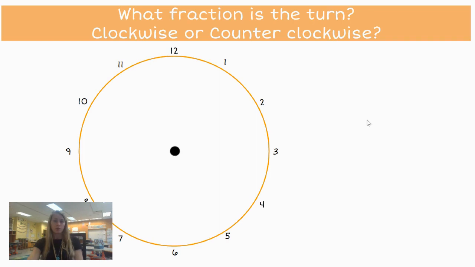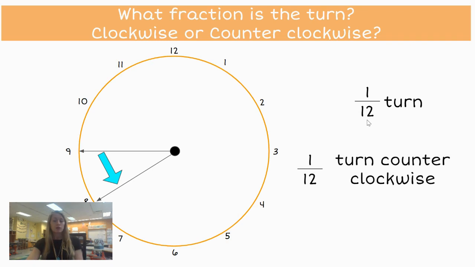Let's practice again. What fraction is the turn, clockwise or counterclockwise? So we're starting at the 9, and now the arrow has moved to the 8. First, what fraction of this circle has turned? This is 1/12, just one piece of the circle. Now, has it moved counterclockwise or clockwise? Think of using your hands. It is moving 1/12 turn counterclockwise, meaning it went from the 9 to the 8. It went down instead of going up in numbers.